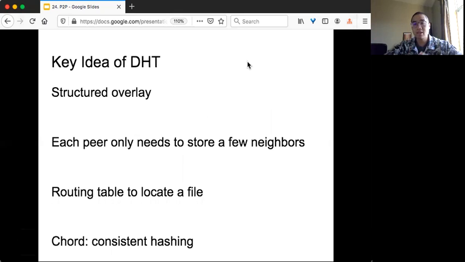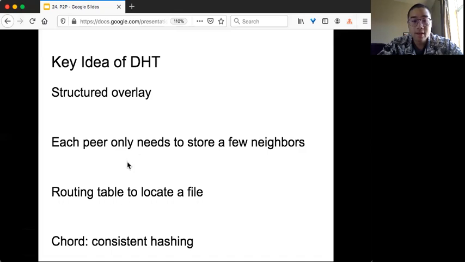So what's the key idea, the big idea behind DHT? The first thing is it's a structured overlay, so you cannot just arbitrarily join a system. Once you join a system, you need to follow a certain rule or certain procedure inside the system, so that you don't need to store too many things. And then the next one is that because of this structured overlay, the implication or the benefit is that you only store, or you only need to communicate with, a few neighbors. You don't need to communicate with tons of others.